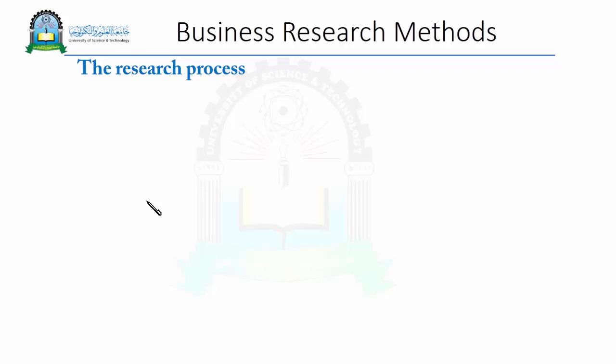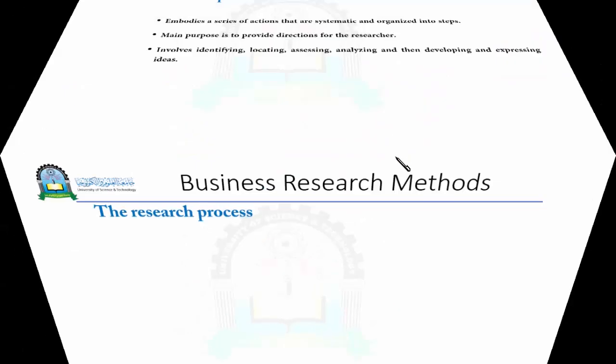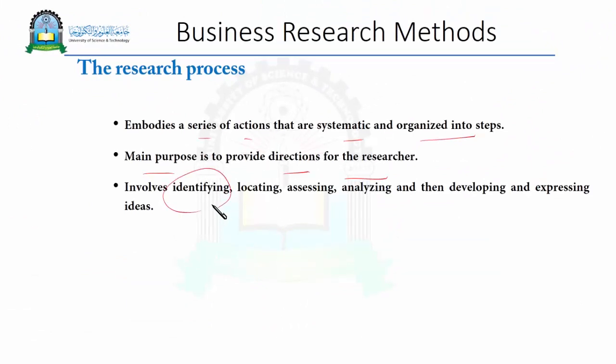The research process is the main issue we need to discuss today. It embodies a series of actions that are systematic, organized into steps. This is what the process means: systematic stages, or systematic steps which we follow in order to do research. The main purpose of it is to provide directions for the researcher. It involves identifying, locating, assessing, analyzing, and then developing and expressing the idea. That means talking about the process of research from the beginning till the end.